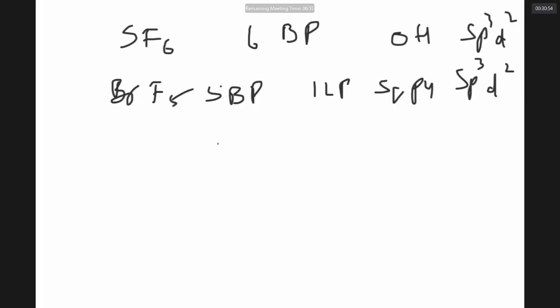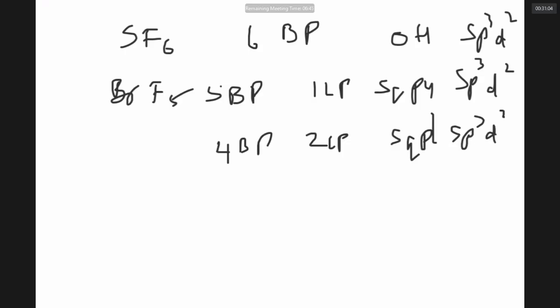And in this 6, if 4 are bond pairs, 2 are lone pairs, what is the shape, sir? Square planar shape. sp3d2 hybridization. And that example was XeF4. Yes, sir? Now let us draw a line here.